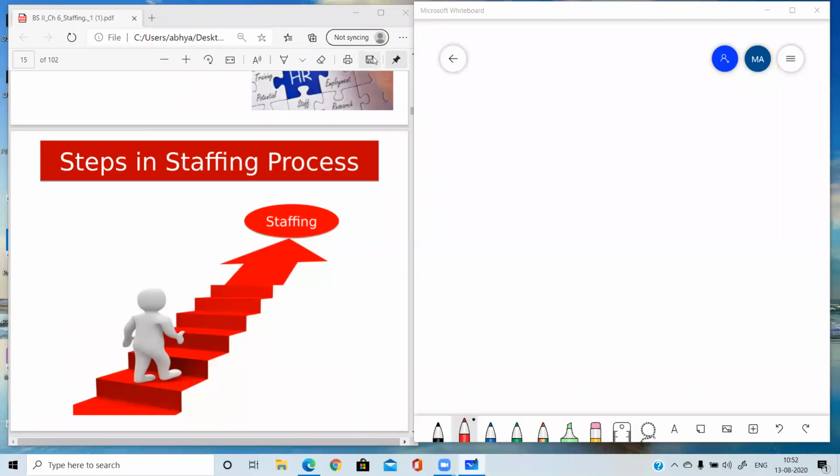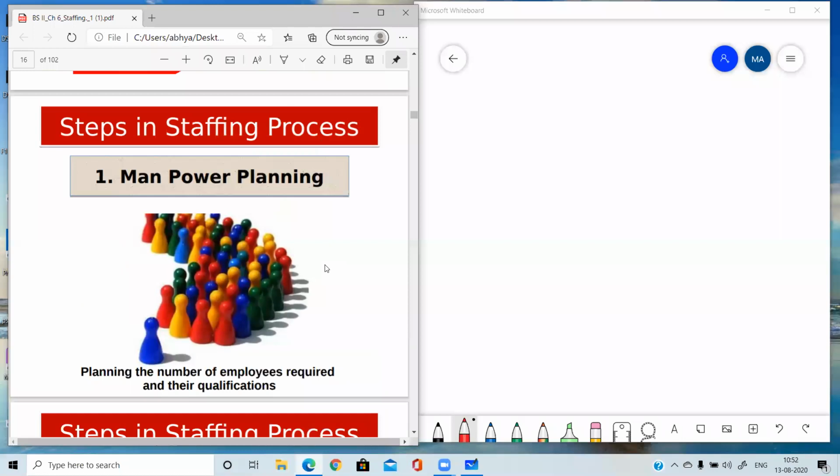So good morning everyone. 12th class BST chapter 6 staffing, and yesterday we did steps in staffing process. So today we will just do a recap first, then I will start with today's topic. So staffing process means how to perform the function of staffing, and yesterday we did it. Total 8 steps are there.